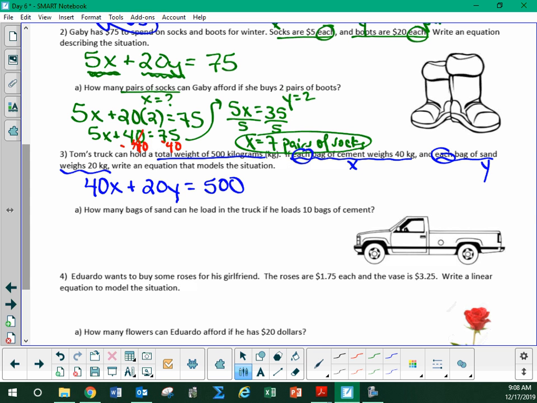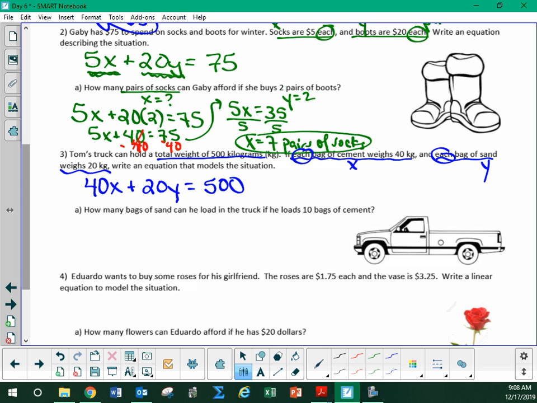Does anyone know how many pounds are in a kilogram? Is it like 2.2 or something like that? It's about double, right? So 500 kilograms is about 1,100 pounds, 1,000 pounds. How many bags? That could hold a lot.